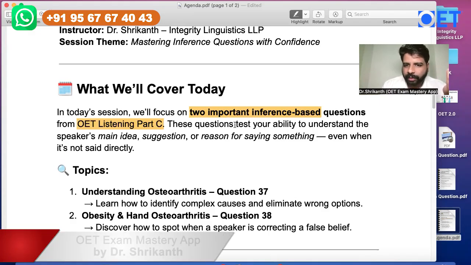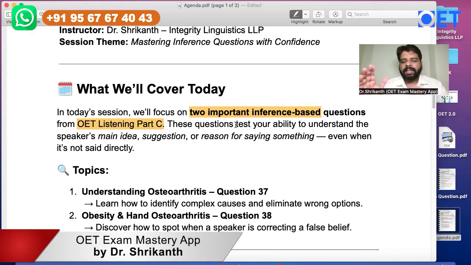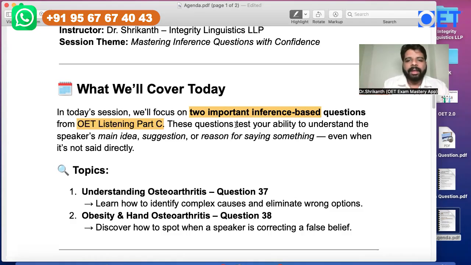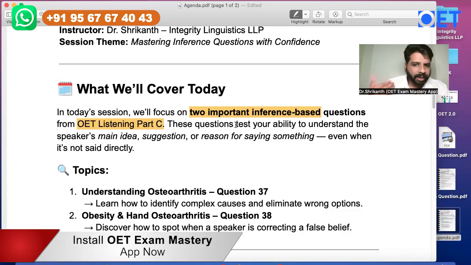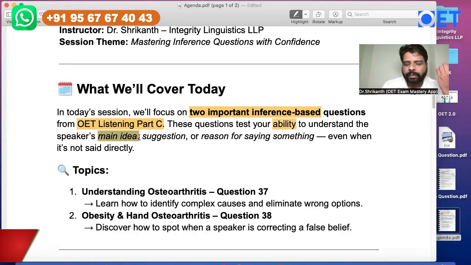Here the OET is not assessing whether you know English. Always remember this. This is not a language proficiency test assessing whether you speak English or whether you can understand English. It is testing certain abilities. Both these questions that we'll be discussing today will test your ability to understand the main idea of the speaker.